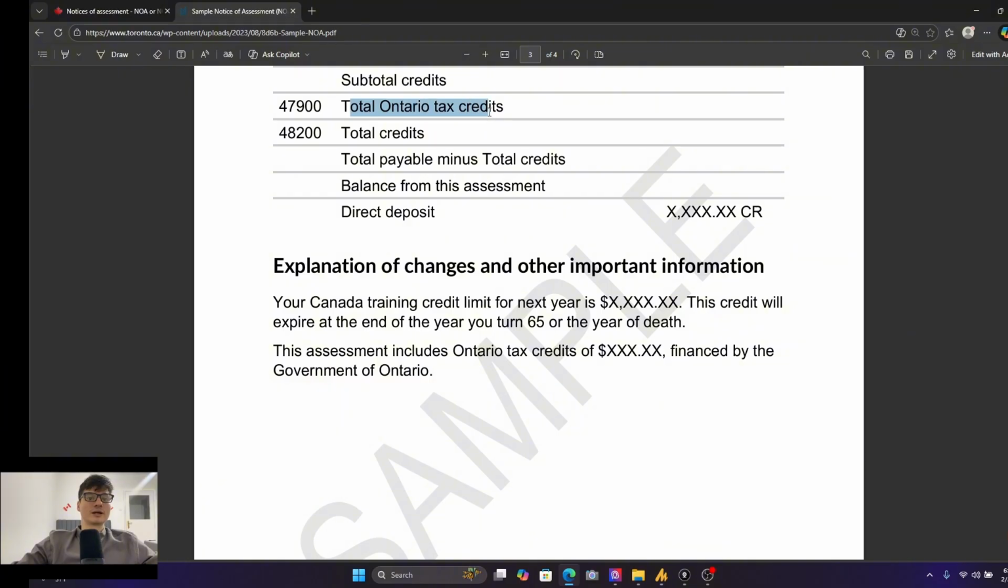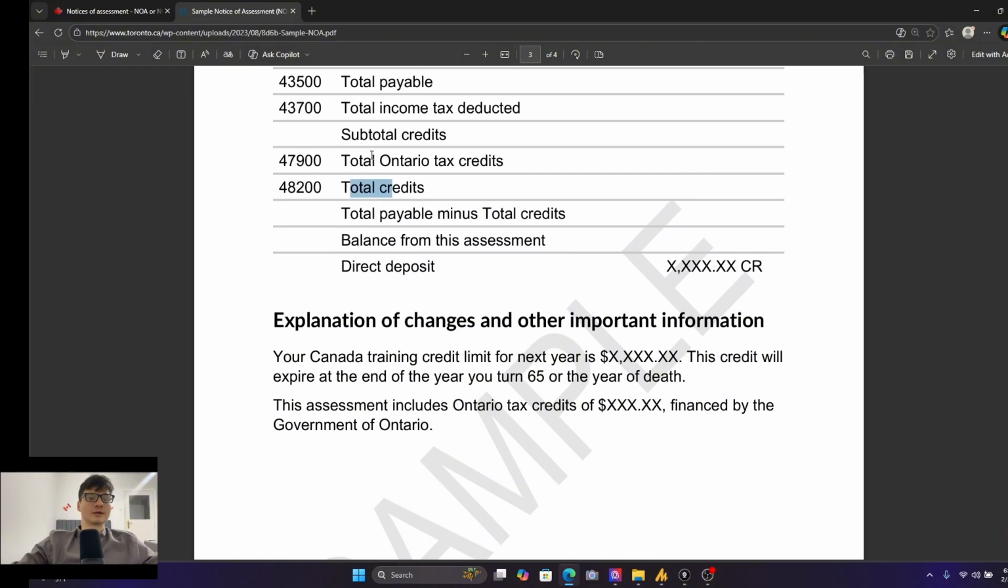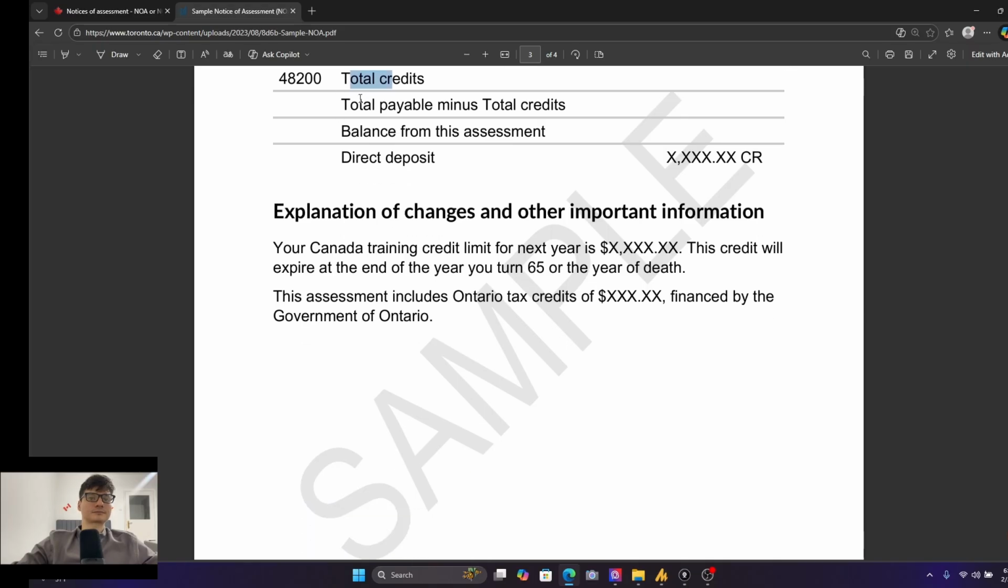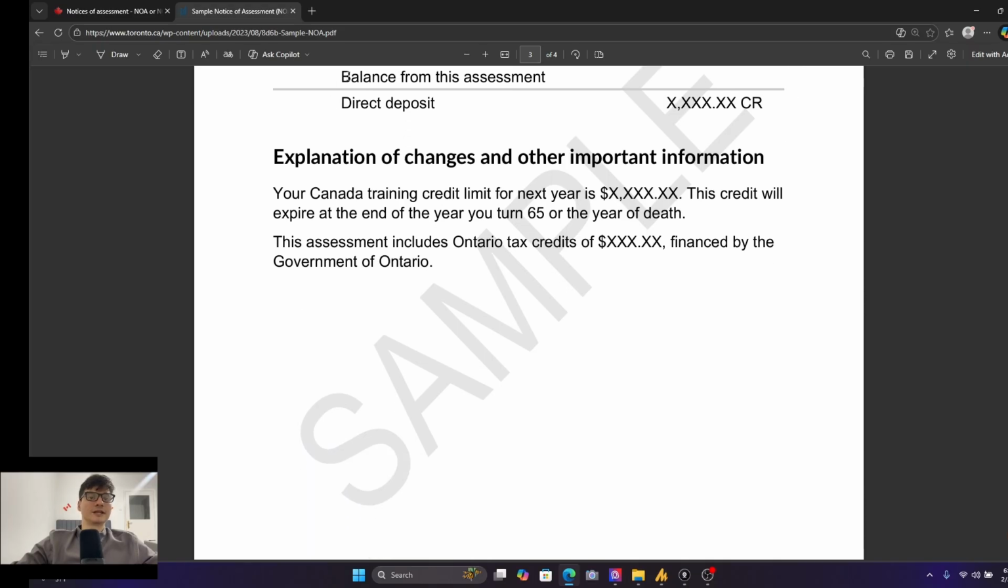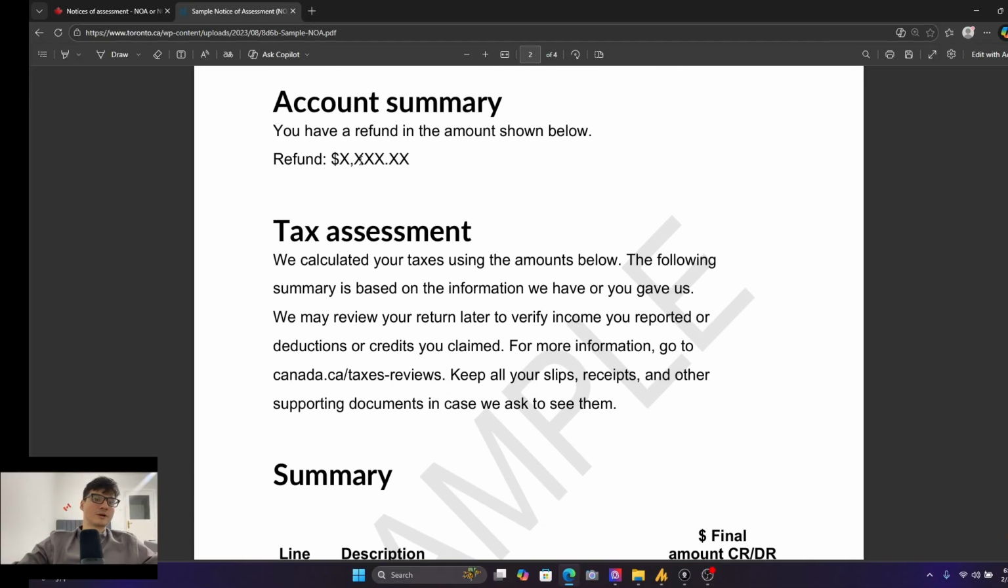And you have your credits for your provincial as well as for your federal. You minus the credits and you get to your balance from this assessment and your direct deposit. So this amount will essentially equal the refund amount stated in your notice of assessment.